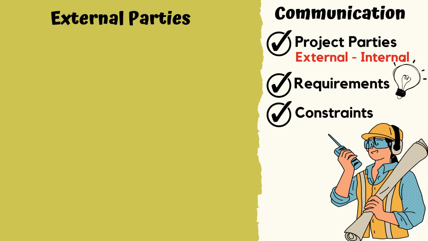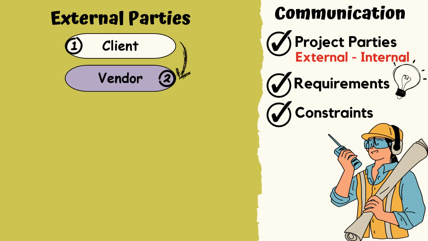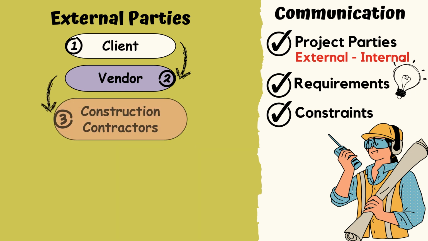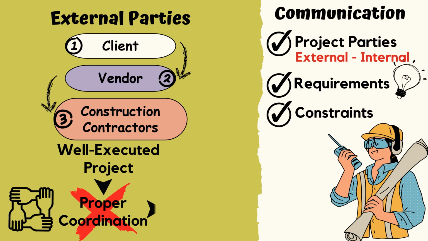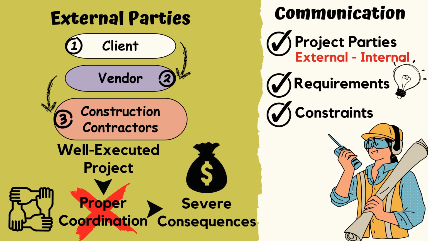When we talk about a typical project, we should take other stakeholders into consideration. A process engineer should understand the role of other parties. These can be the client, who can be an investor or the plant owner, vendors for different plant components, construction contractors and other service providers. A well-executed project should ensure the proper coordination between all these parties, because each has its requirements and interfaces. And failing to have proper coordination shall lead to severe consequences that will cost a lot.